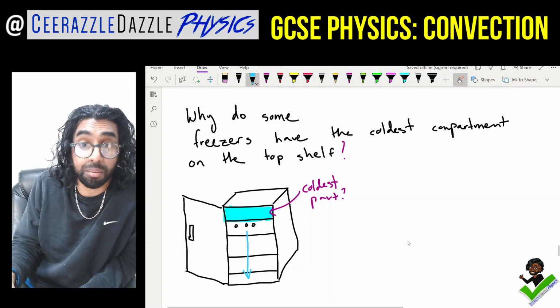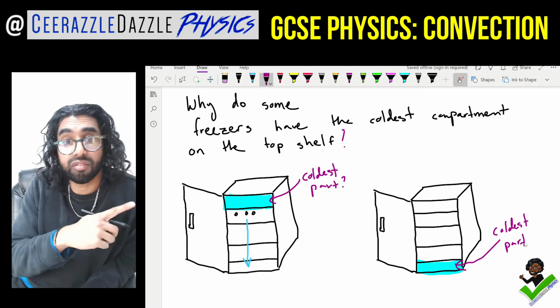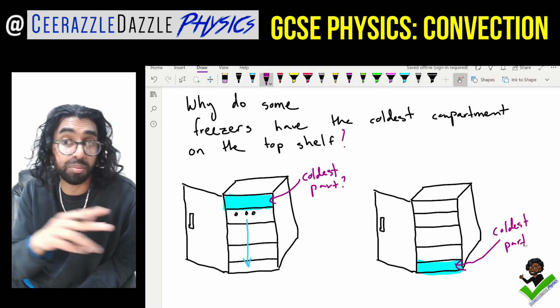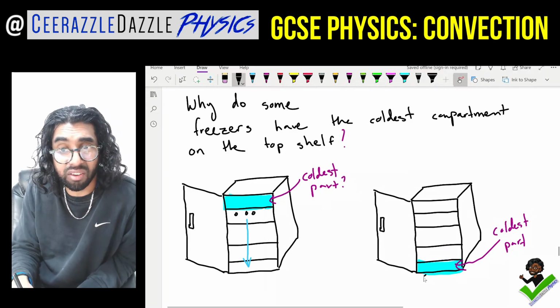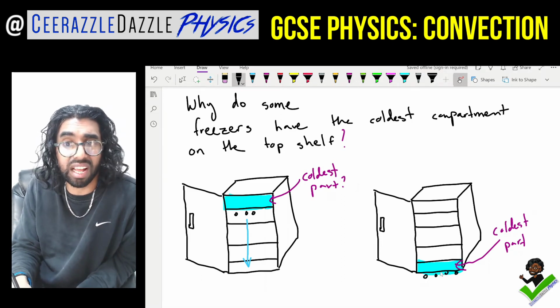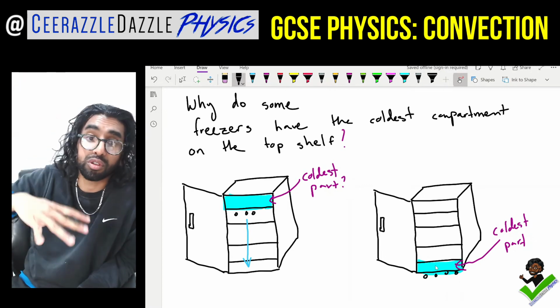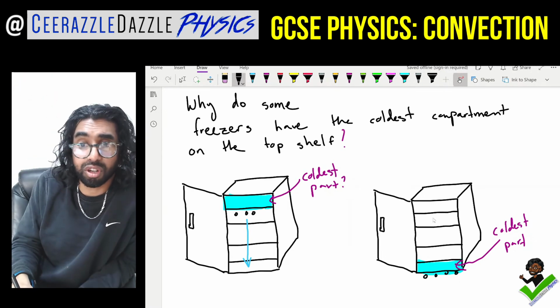What happens if we put it at the bottom? Right, so as you can see, I've drawn the reverse. Let's say we installed the coldest part at the bottom. Well, obviously the coldest part at the bottom, it would cool only the air near it. And obviously it has nowhere else to drop down, so it wouldn't actually travel across all the other shelves. So your food at the top would start to rot.